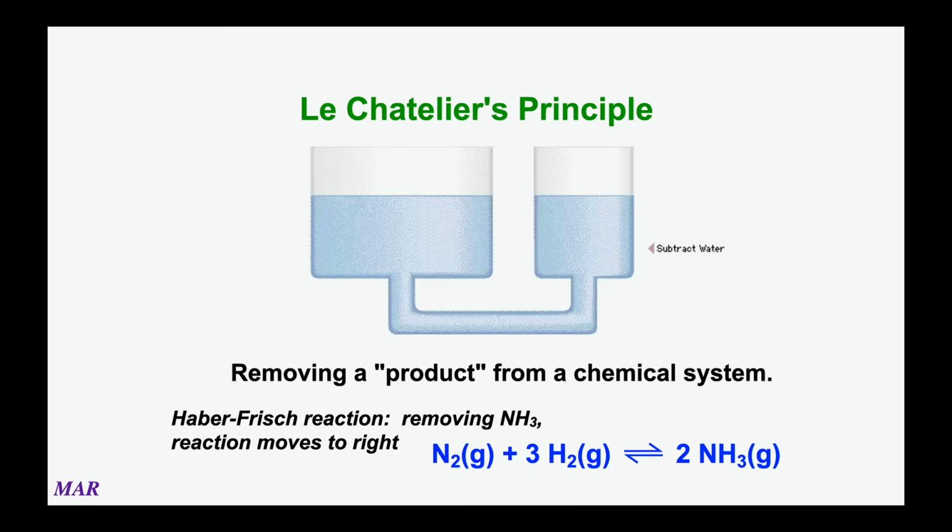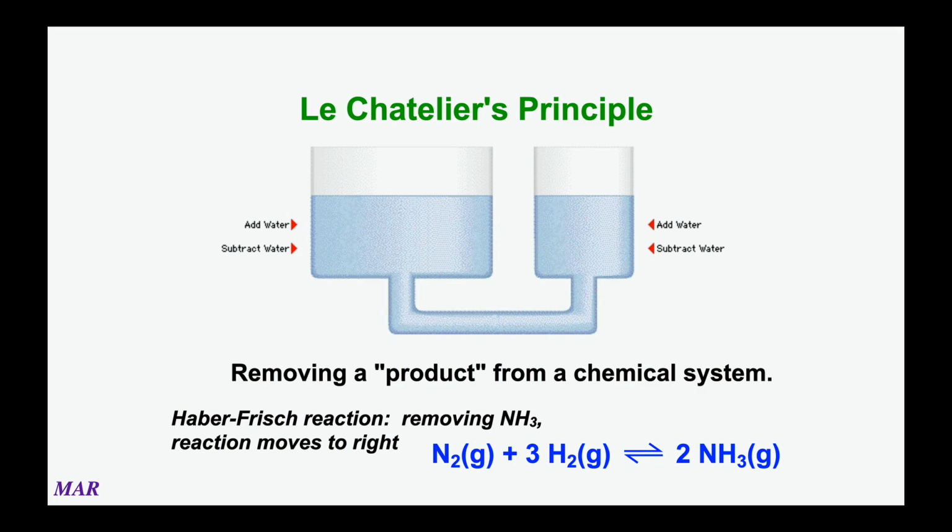Removing water from the right tank lowers the water level of the left tank as water moves from left to right to regain an equilibrium. The equilibrium shifts to the right, as it would in a reversible chemical reaction if we subtracted product from the system. This last one is probably the most common.